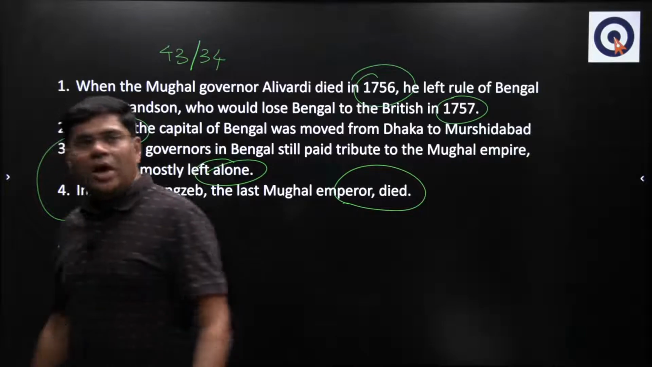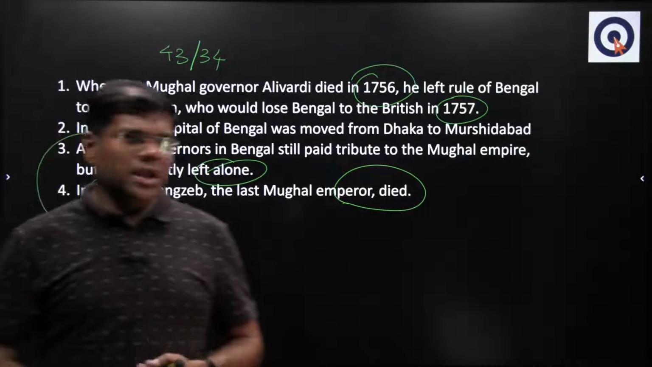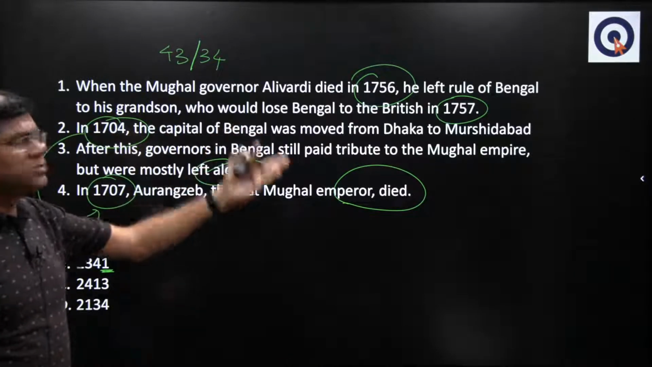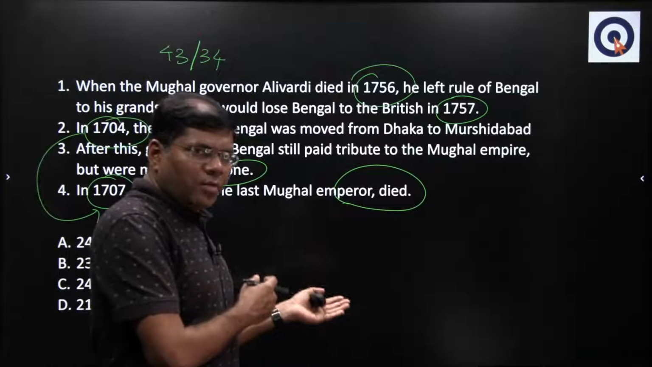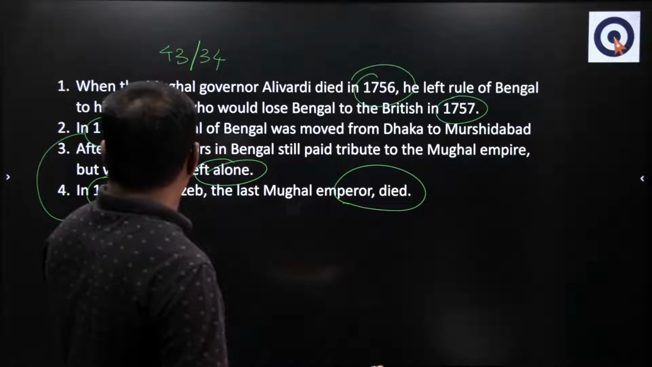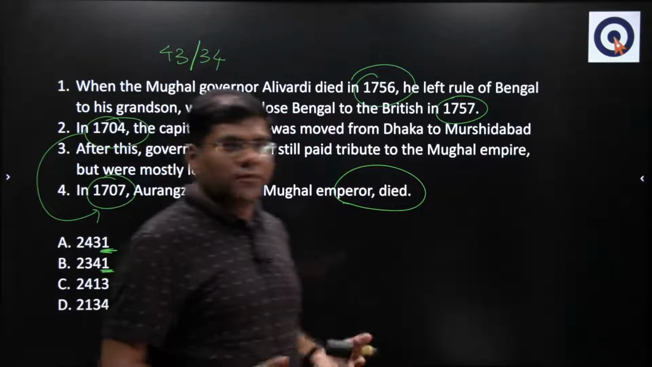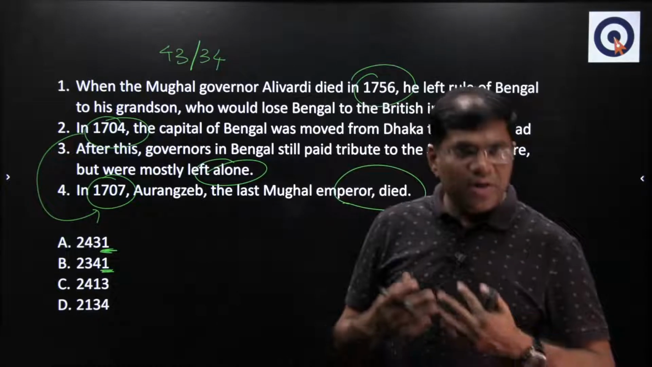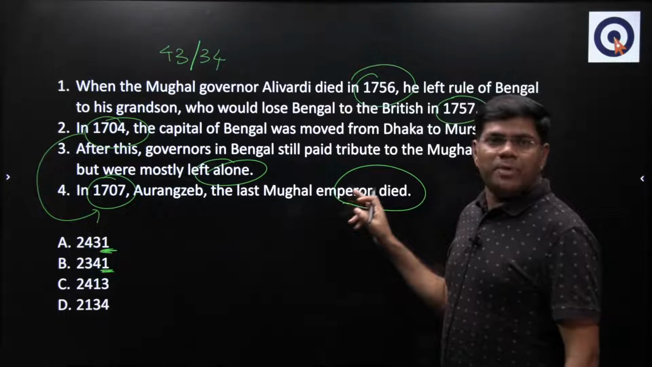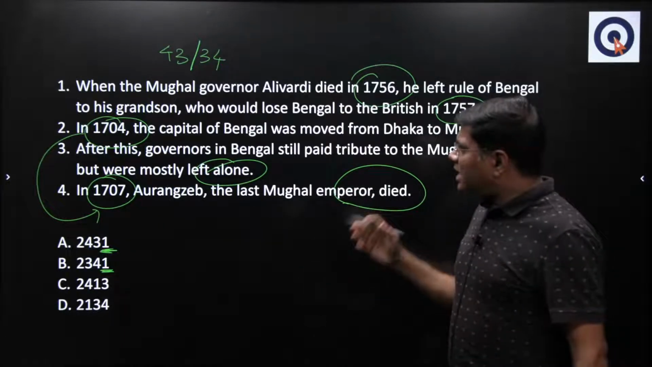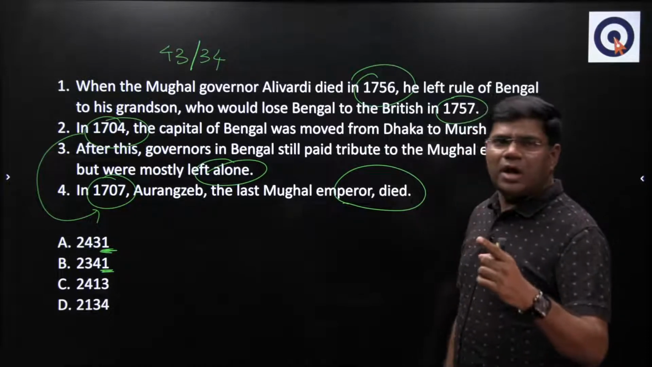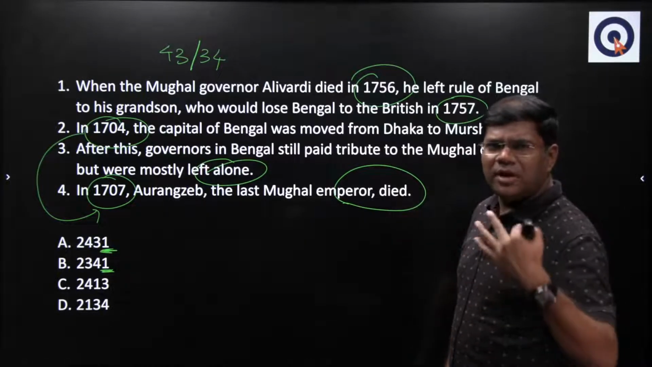See, if you are left alone, there has to be a reason for being left alone. You can't say that they are left alone because in 1704 the capital of Bengal was moved from Dhaka. If you move the capital from Dhaka to Murshidabad, that is not the reason why the governors in Bengal would feel that they have been left alone. They would feel being left alone only when the emperor has passed away. When the emperor dies, you have no support, and that's the reason why the governors in Bengal must have felt left alone, or must have felt that they are not having any support.